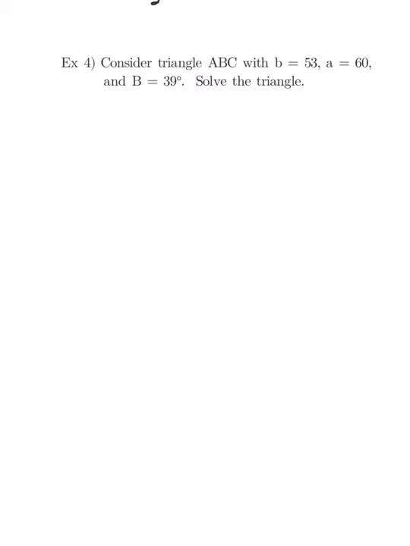For our second example on the ambiguous case, we have triangle ABC with side B of 53, side A of 60, and angle B of 39 degrees. So notice on your ambiguous case problems that you are given two sides and one angle. On the cases that are not ambiguous, you have two angles and one side. That's how you're going to tell the difference between them.